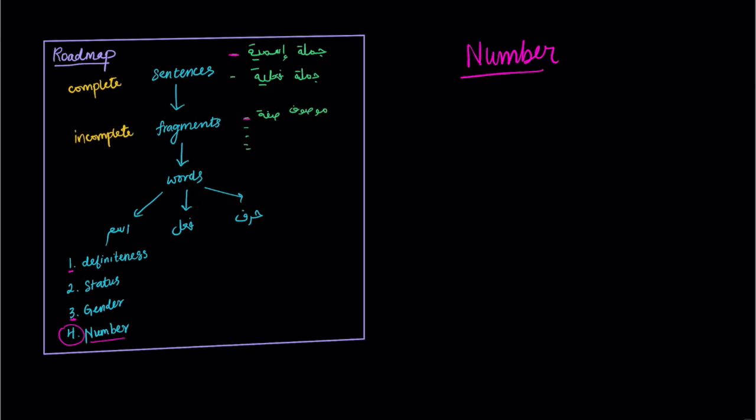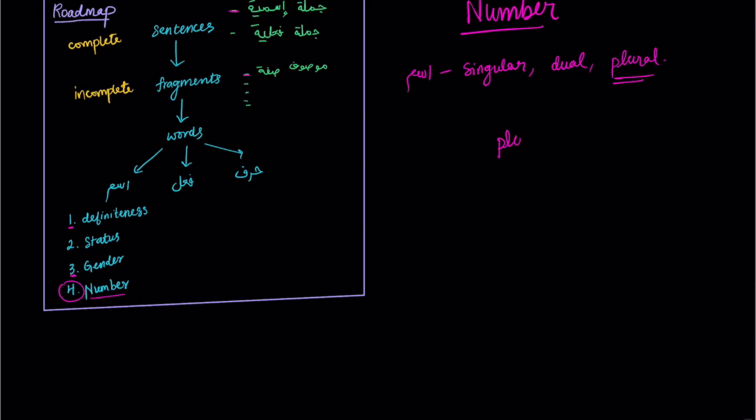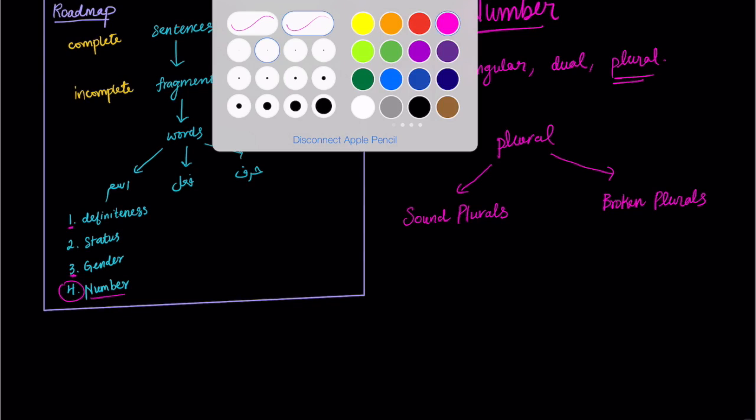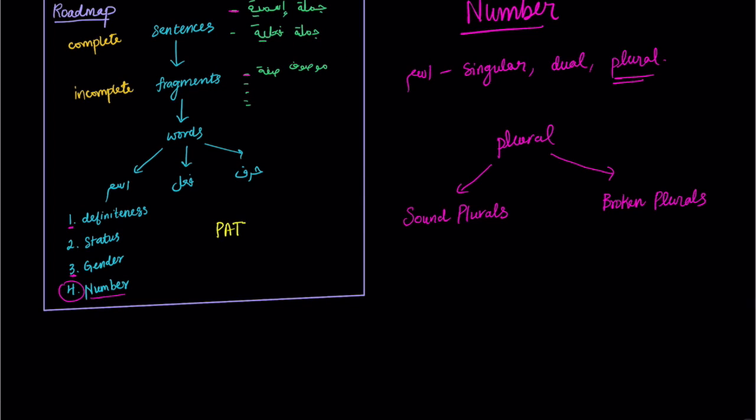Okay, so let's begin with number. In Arabic, an ism can be singular, dual, or plural. Today we're going to focus on plural. There are 2 types of plurals in Arabic. There's something called sound plurals, and there's something called broken plurals. So always keep in mind this very important principle of patterns in the Arabic language.